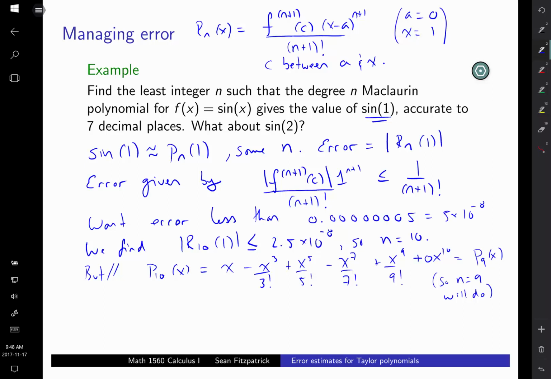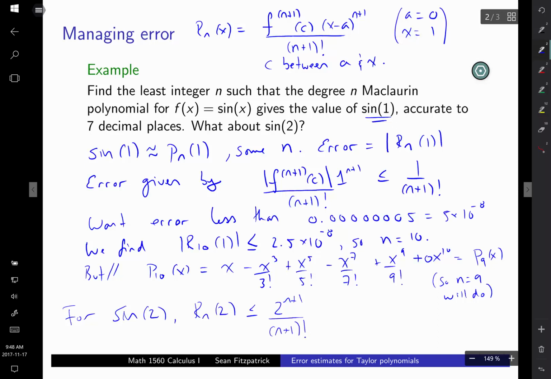Now, what about when we go to sine of 2? For sine of 2, we can do the same sort of thing. The remainder at 2, that 1 to the n plus 1 is going to become a 2 to the n plus 1 over (n plus 1) factorial. And so that 2 to the n plus 1 is going to grow exponentially. But exponentials, fortunately, don't grow as fast as factorials, so we'll still be able to get the error down far enough.